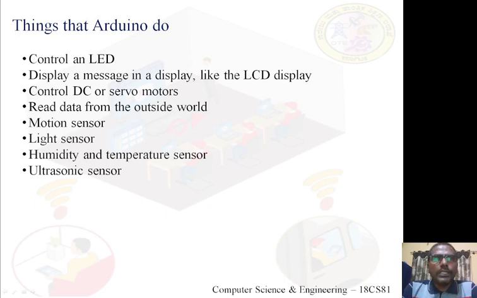Next, light sensor. There is something called LDR sensor, a light sensor. When you interface a light sensor to Arduino, you can detect the intensity of light in the surrounding. And I said humidity and temperature sensors can also be interfaced. Ultrasonic sensors to detect the level of sound. So using such sensors like motion sensor, light sensor, humidity and temperature sensor, ultrasonic sensor, Arduino Uno can read data from the outside world. So these are things that Arduino can do.